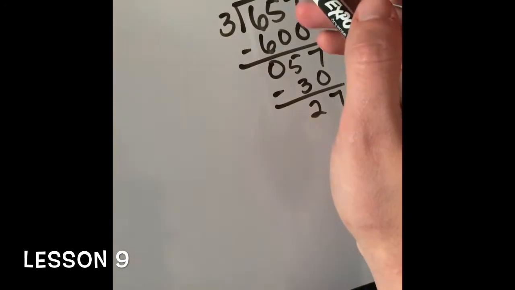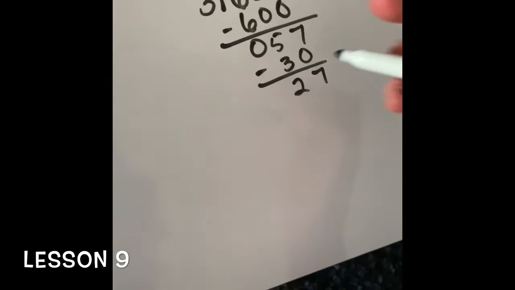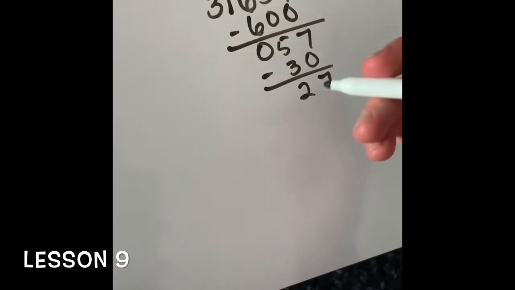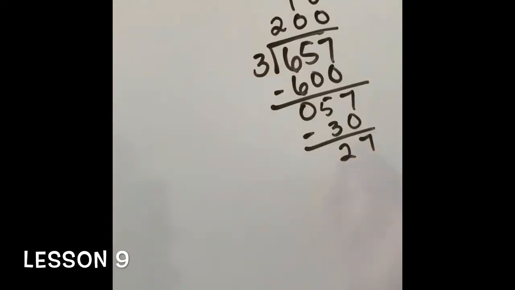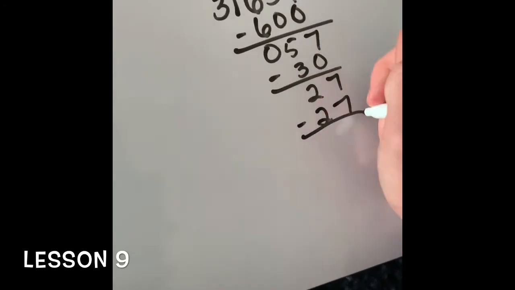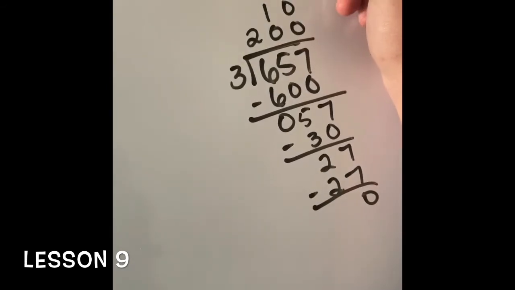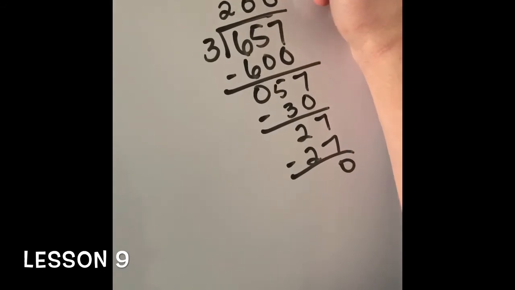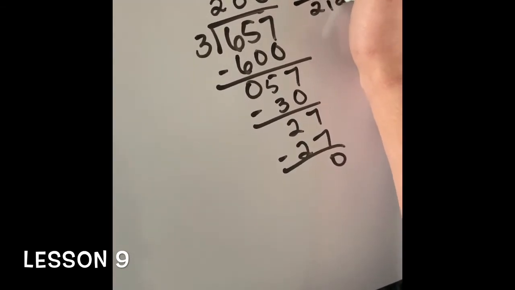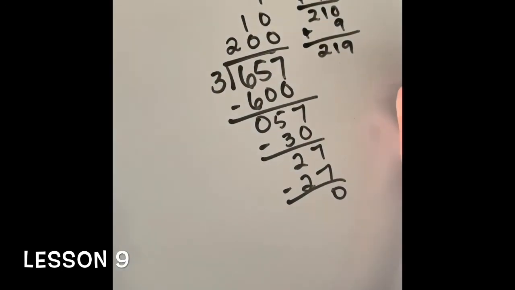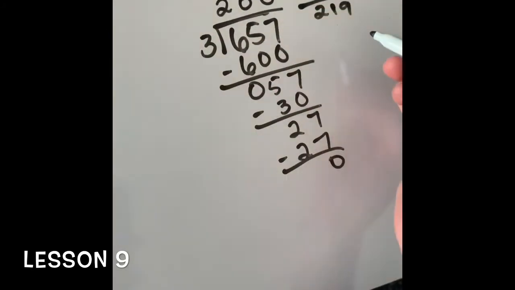So in this last column, we're going to say how many 3s go into 27. So that'd be 3, 6, 9, 12, 15, 18, 21, 24, 27. If you're counting along with me using your fingers, we know that 3 goes into 27 9 times. So 27 take away 27 equals 0. That shows us that we now have our answer. So we're going to do 200 plus 10, which is 210, and then plus 9, which is 219, which gets us to our answer of 219. So 657 divided by 3 is 219.